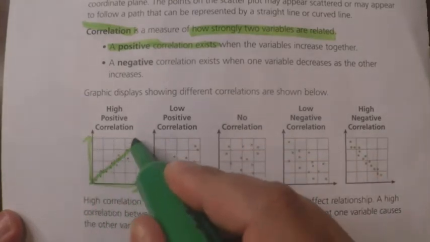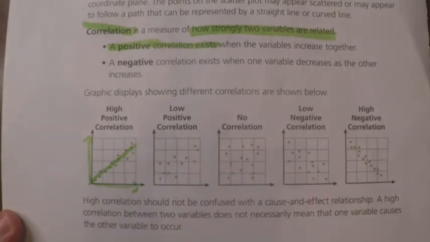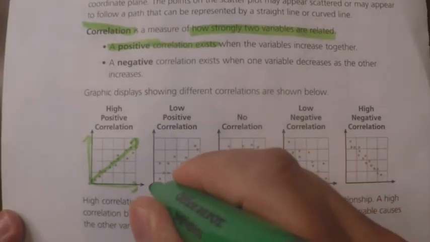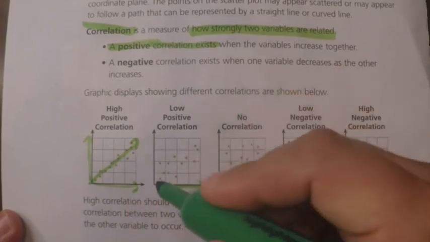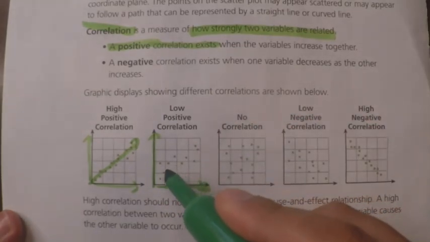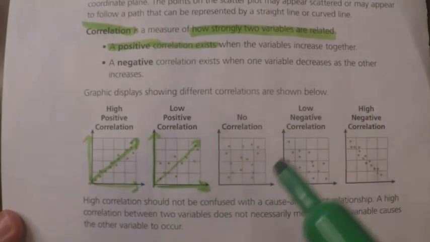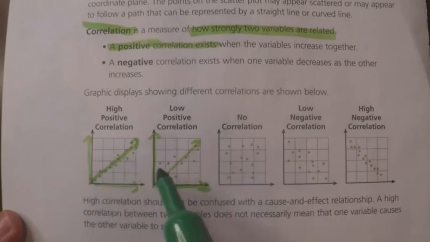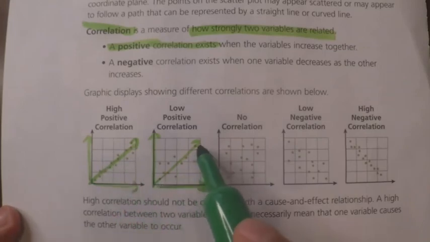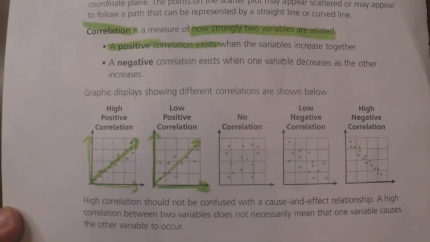creating a pattern that looks like it could be represented by a straight line with a positive slope. If there's a low positive correlation, again, everything's still increasing, right? So as we go from left to right, we're going up this graph here. But if we were to draw a line, the points aren't as close to this line as they were for the high positive correlation. So they still look like they're generally going in that pattern, but not as many are going as closely to that best fit line there.